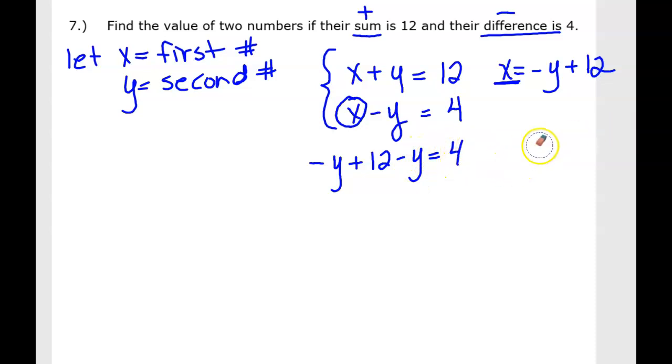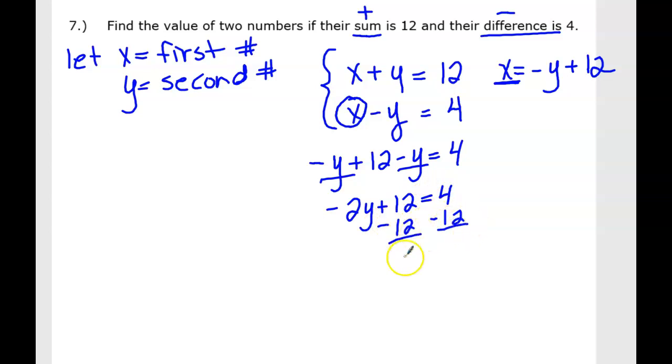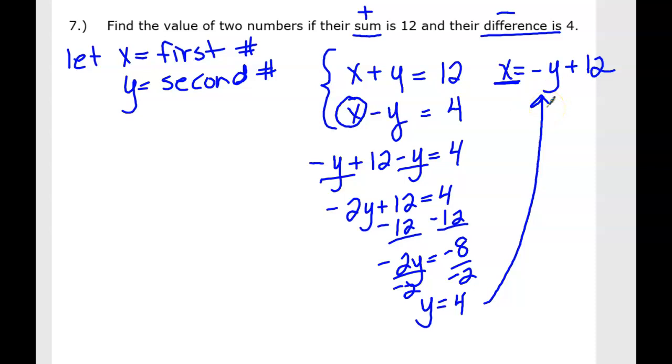All right, we now want to combine our like terms. Negative y minus y is negative 2y plus 12 is equal to 4. And then we're going to subtract our 12 from both sides. Negative 2y is equal to negative 8. Okay, our y is going to be equal to 4. So we found our y. Now to get our x, we simply plug in. We get x is equal to negative y, or negative 4 plus 12, which is 8. So our first number is our x, which is 8, and our second number is y, which is 4.